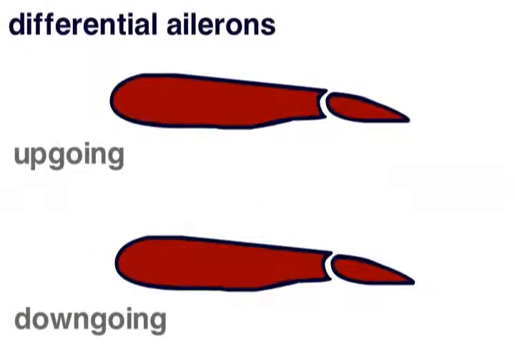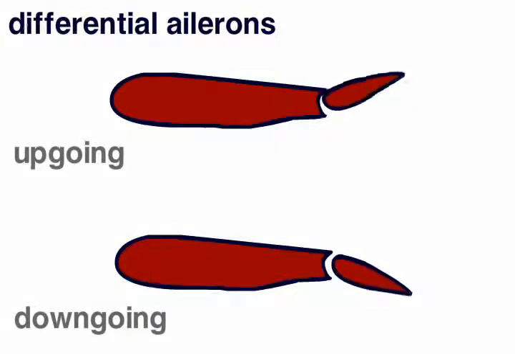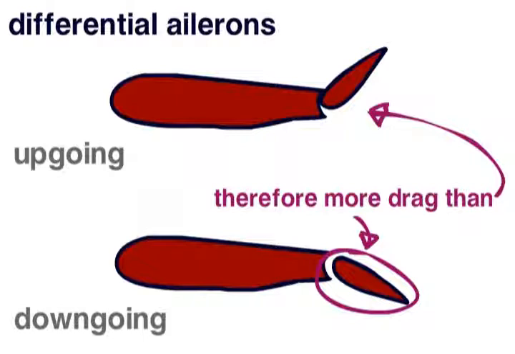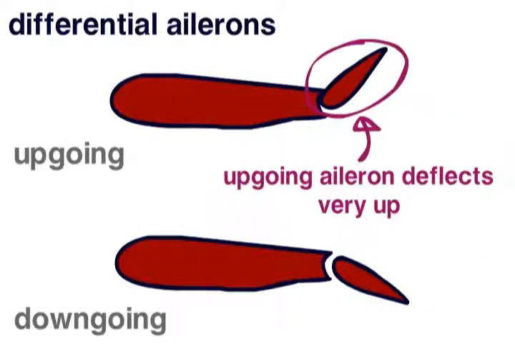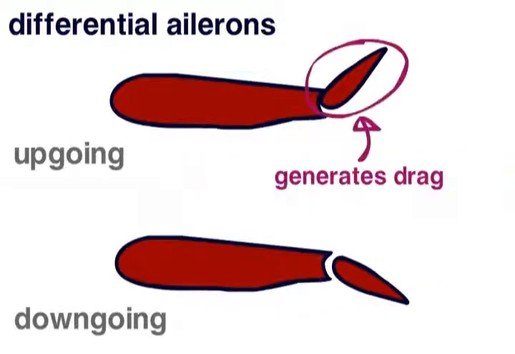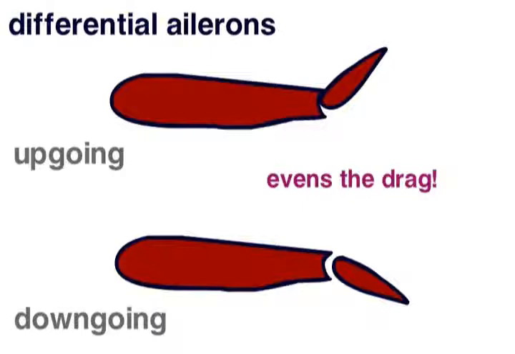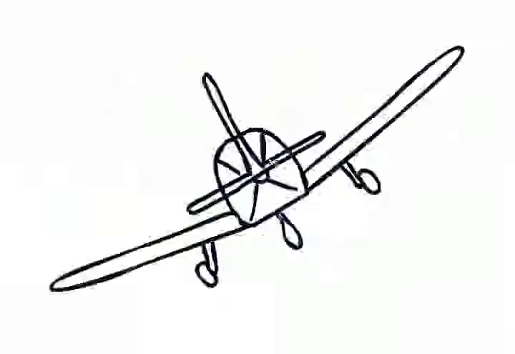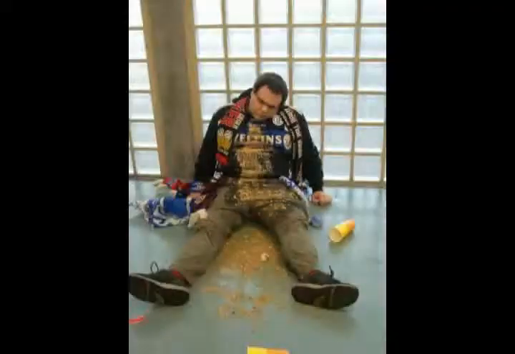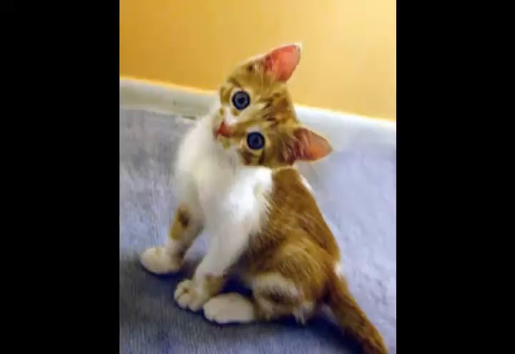Differential ailerons can also be used. The downgoing aileron creates lift, and therefore induced drag. To even everything out, the upgoing aileron deflects upwards more than the downgoing aileron deflects downwards. Again, this should help keep the two wings generating similar amounts of drag. So, the primary effect of the ailerons is to roll the aircraft, but the secondary effect is also to yaw it.